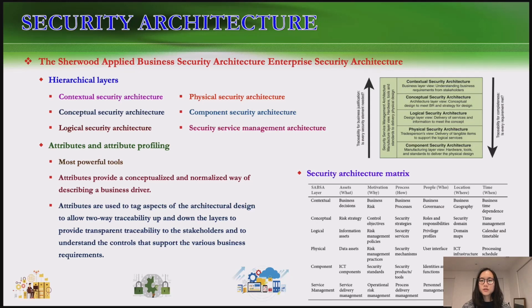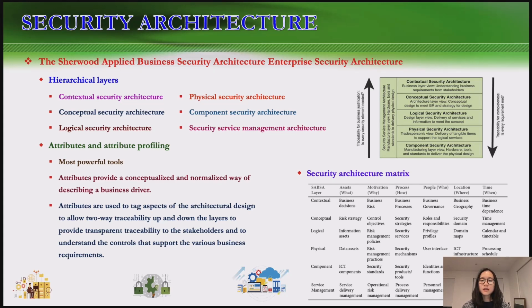One of the most widely used security architectures is the Sherwood Applied Business Security Architecture model for enterprise security architecture. It is developed to provide an end-to-end framework for determining, designing, and deploying security. As shown in the figure on the slide, the model consists of 5 hierarchical layers, with the 6th layer planning the other 5. The first layer is contextual security architecture.